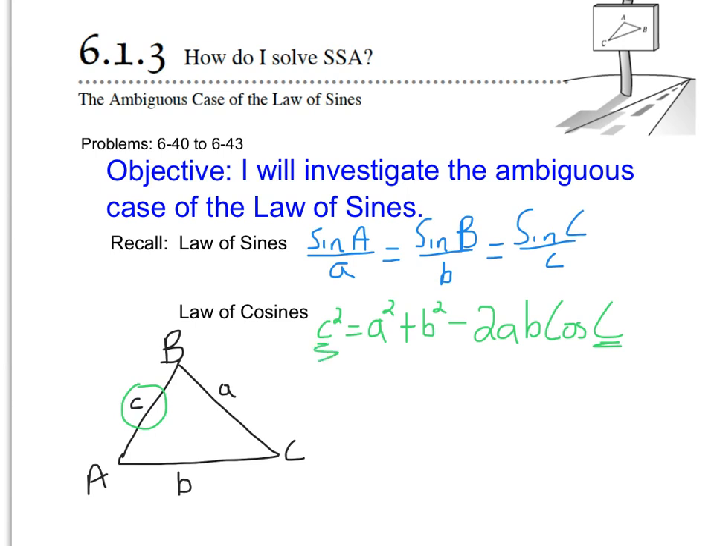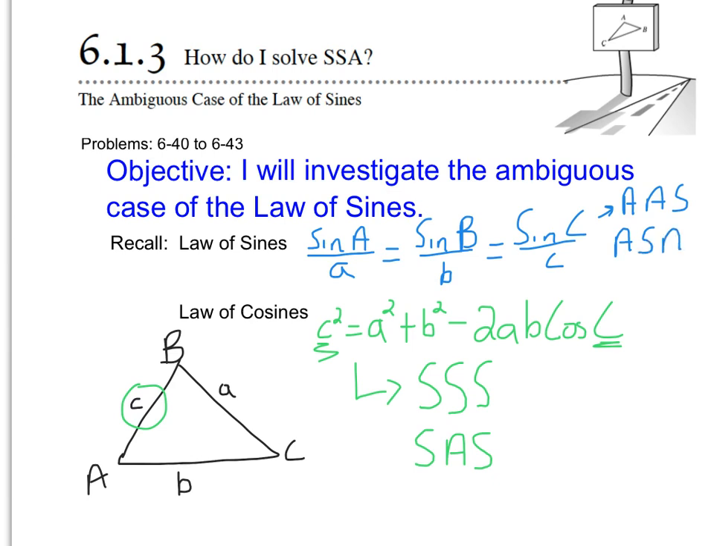Your law of cosines is used to help find missing sides and angles of non-right triangles when you're given side, side, side, or you're given side, angle, side. Your law of sines is used when you have an angle, angle, side, or an angle, side, angle.